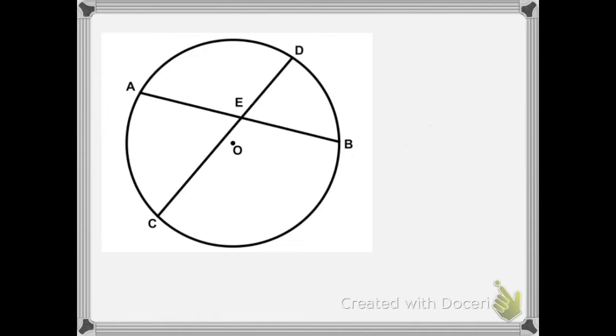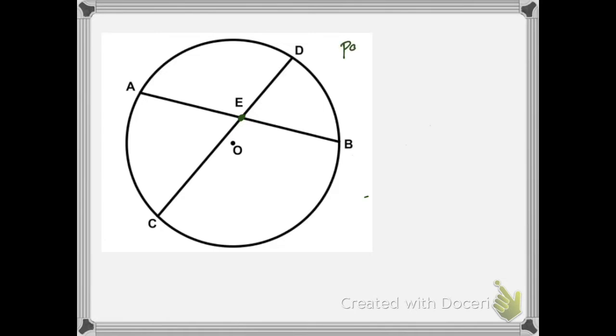We have chord AB and chord CD. And these two chords intersect at E. Yes, they intersect at E. So what is special about this intersection? Okay, so let's first talk about these two chords, we're going to partition them, okay?